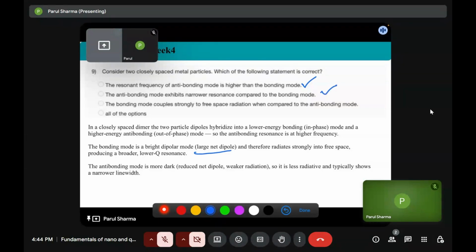And the bonding mode would couple strongly to free space radiation as compared to the antibonding mode, since the antibonding is a dark mode with reduced dipole. The net dipole gets reduced, so it is less radiative and shows a narrow line width. So all of the options are correct.